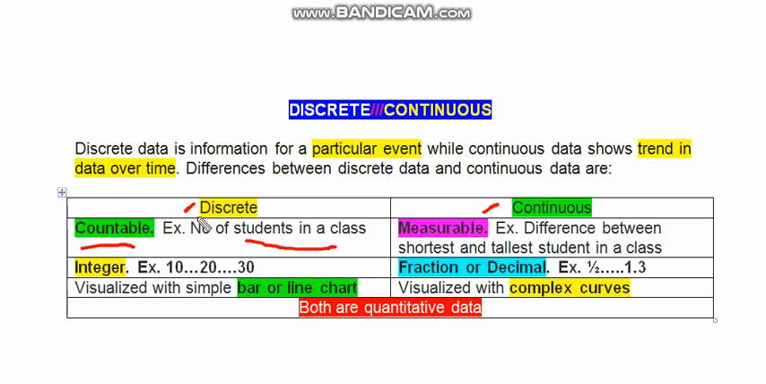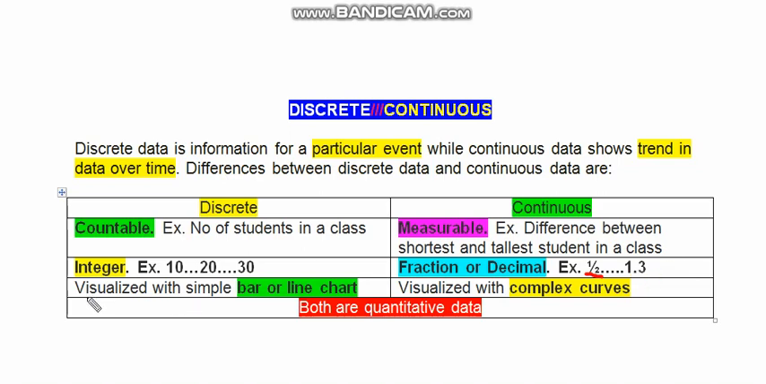Another property is that a discrete variable is an integer or an absolute value, for example 10, 20 and 30, like the number of students in a class. The other one, the continuous variable or continuous data, may be in the form of a fraction or a decimal, like the difference between the shortest and the tallest students. So it may be a fraction or a decimal.